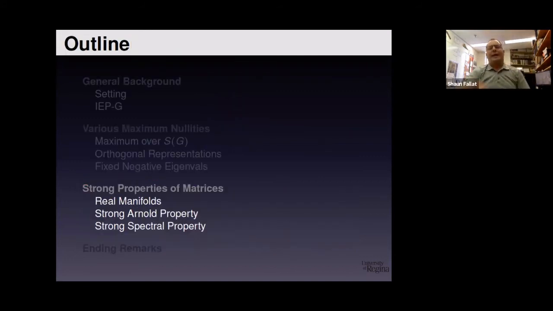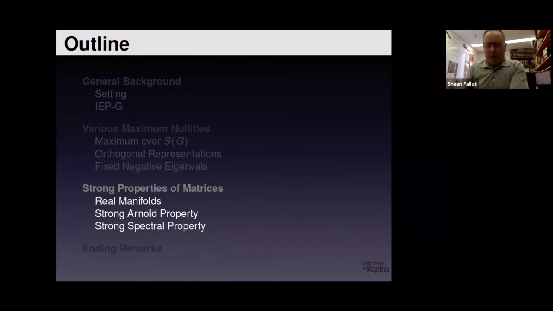Okay, so that's just a very quick rip through some ideas using the maximum nullity and how it relates to basic graph parameters and what's out there. I want to switch gears a little bit to what I call strong properties of matrices.